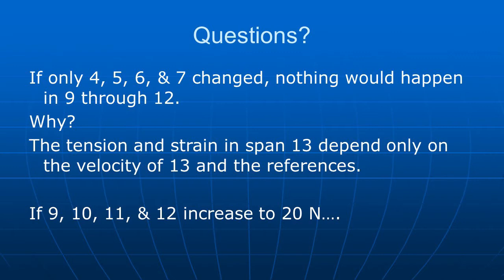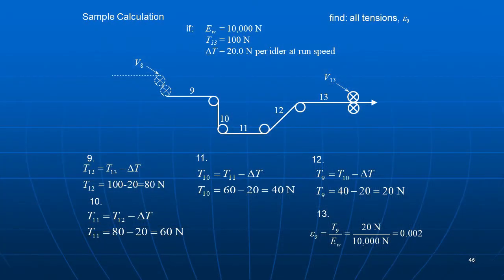However, if 9, 10, 11, and 12 increase to 20 newtons, then we will see a change. And so we'll still have the same 100 newtons in 13. 12 will drop down to 80, 11 will be 60, 10 will be 40, and 9 will be 20 newtons. And so the 100 newtons available is unchanged, but the idlers eat more of it and only leave 20 newtons left over in span 9.